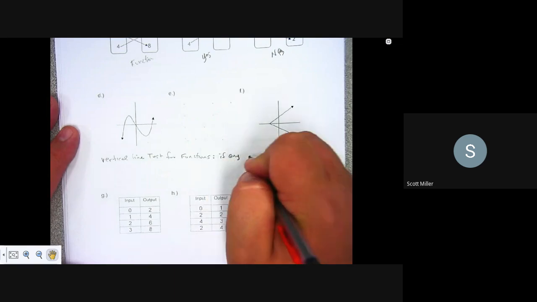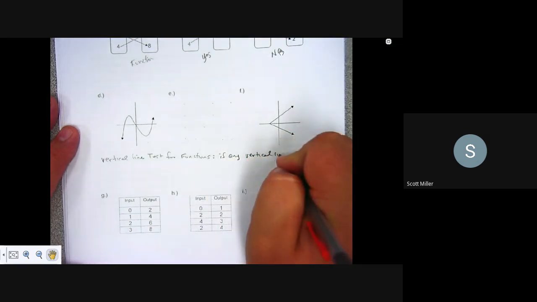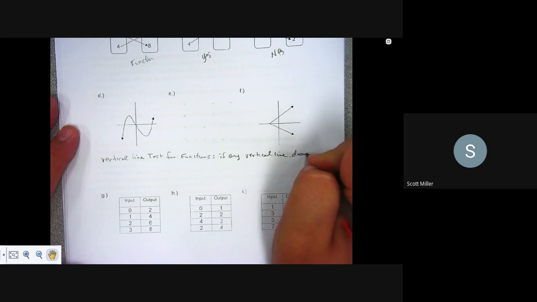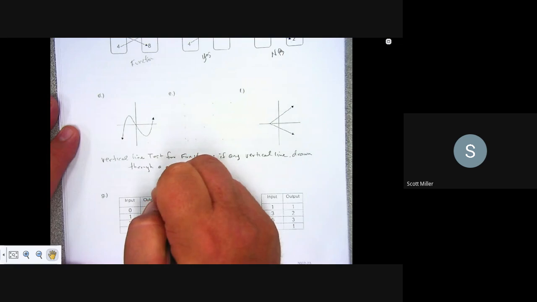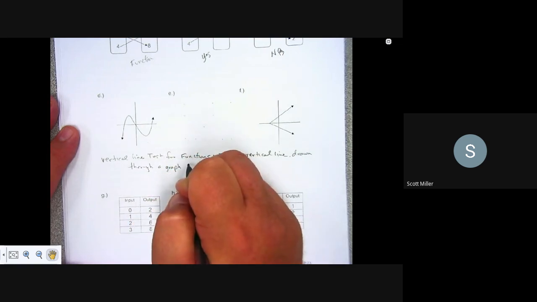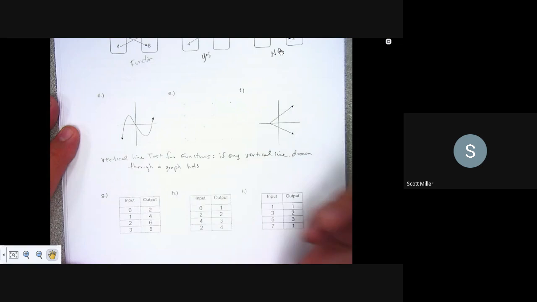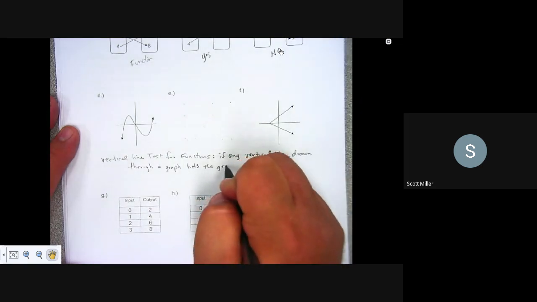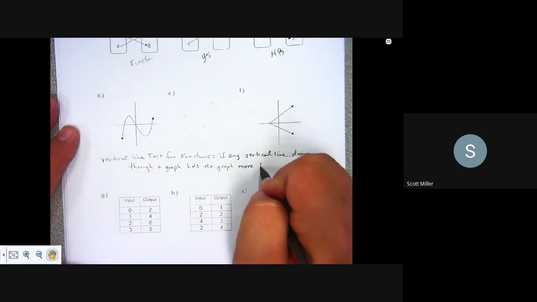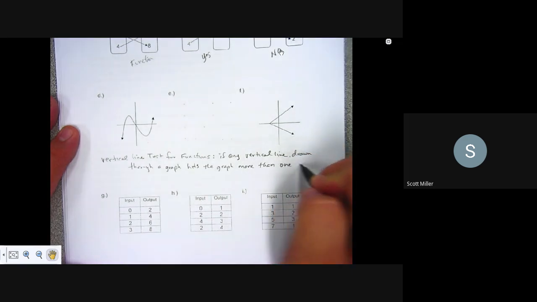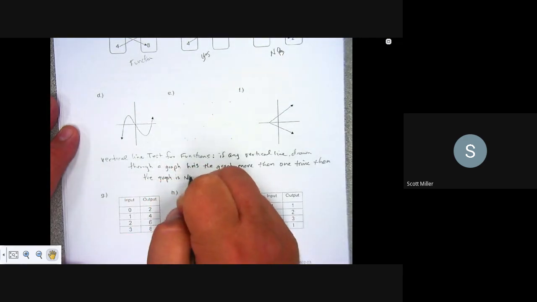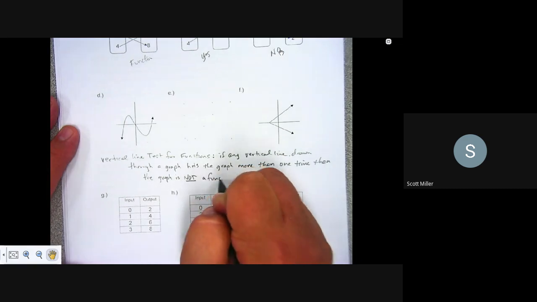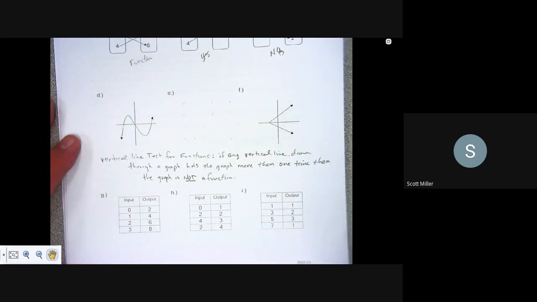If any vertical line drawn through a graph intersects or hits the graph more than one time, then the graph is not a function. That is the vertical line test.